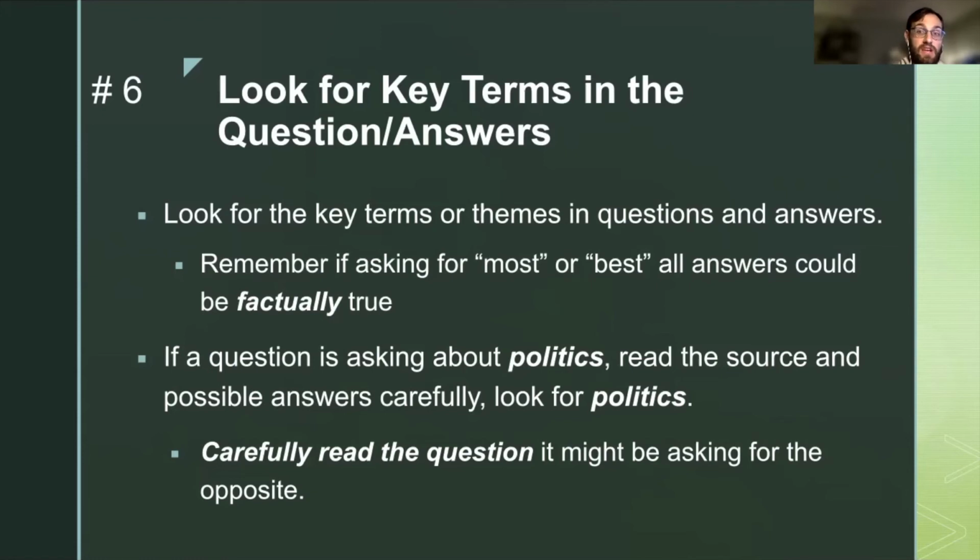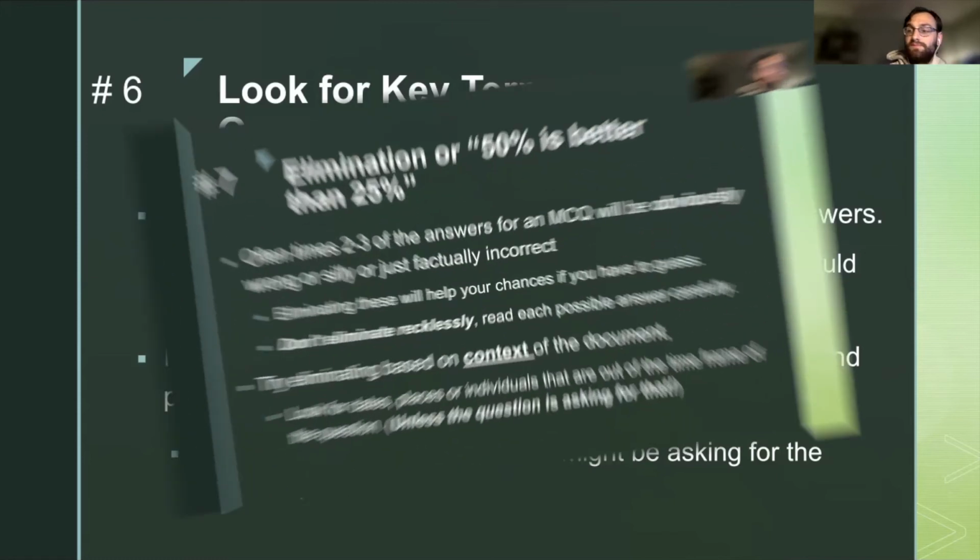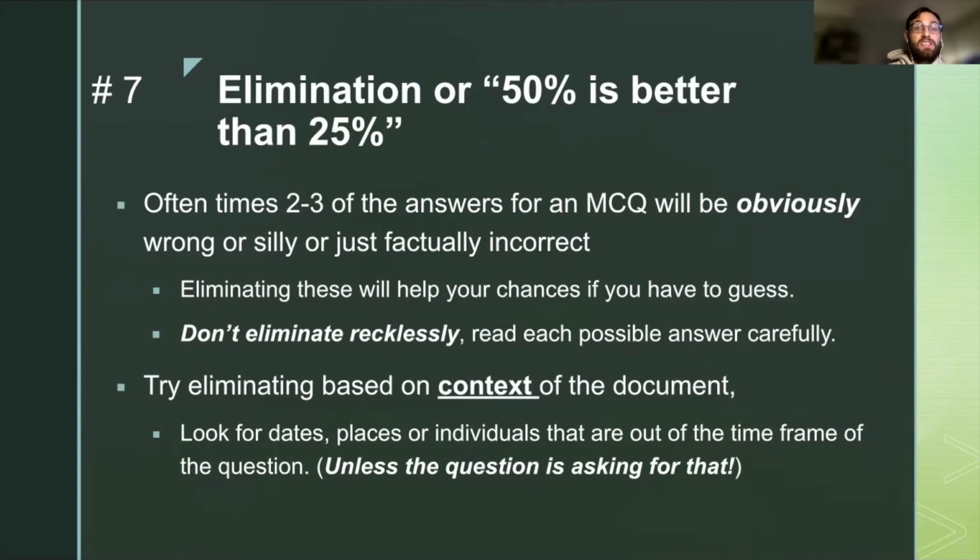However, again, you've got to read it carefully. The question might be asking for the opposite of politics. So again, you've got to read those questions carefully, but look for those key terms while you're reading them carefully. Tip number 7: elimination, or 50% is better than 25%.